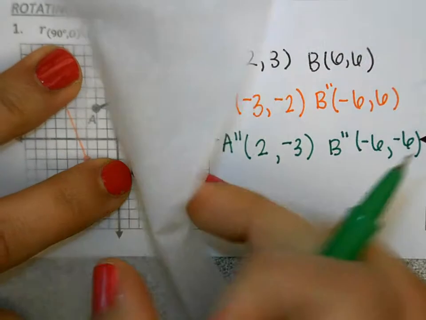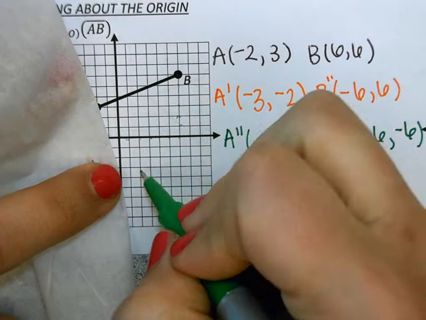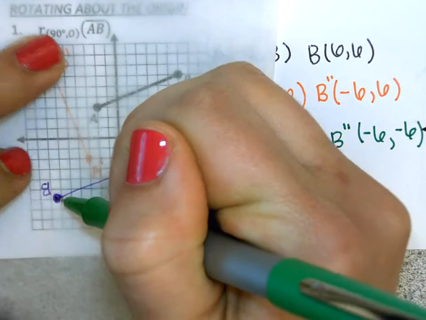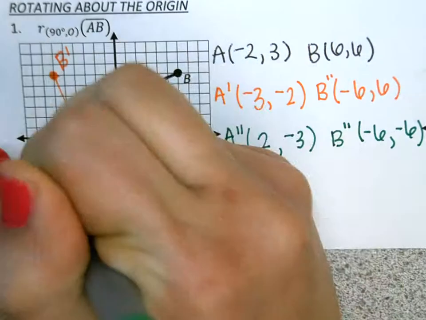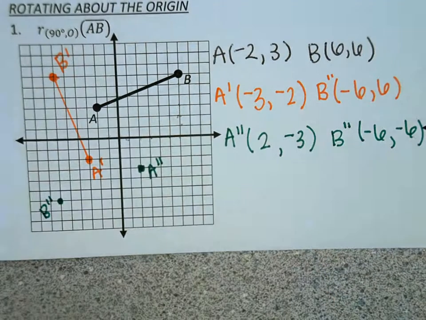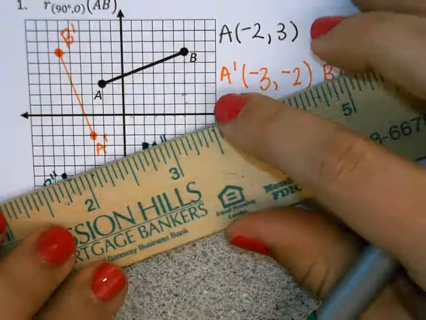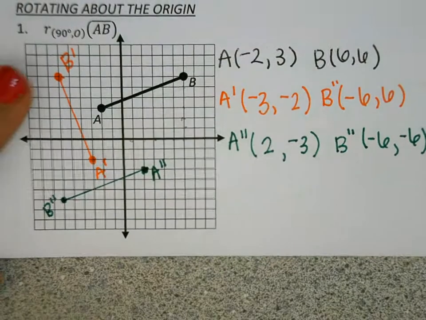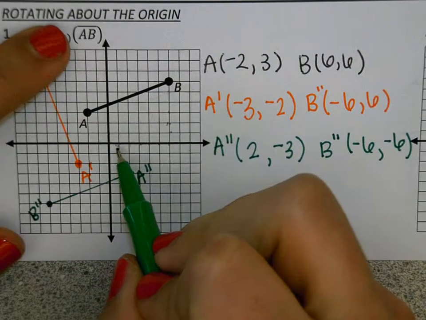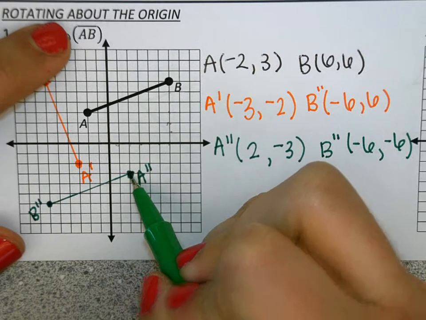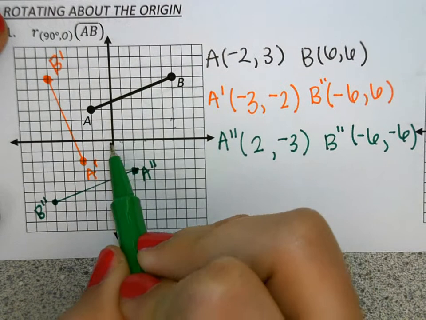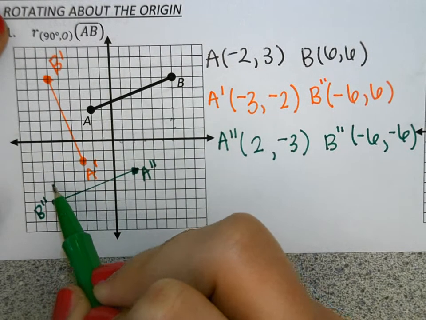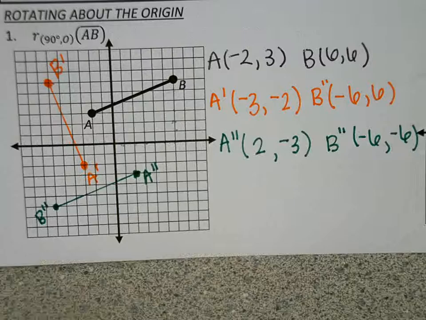So here's going to be our A double prime. And our B is going to be right there. Here. B double prime. And then double check the coordinates to see if we were right. So we said A double prime was going to be at 2, -3. So 1, 2, 1, 2, 3. And we said B was going to be at -6, -6. So 1, 2, 3, 4, 5, 6. 1, 2, 3, 4, 5, 6. Good job.